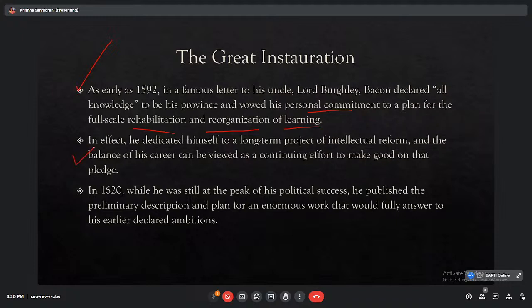Now, in effect, he dedicated himself to a long term project of intellectual reform, and the balance of his career can be viewed as a continuing effort to make good on that pledge.